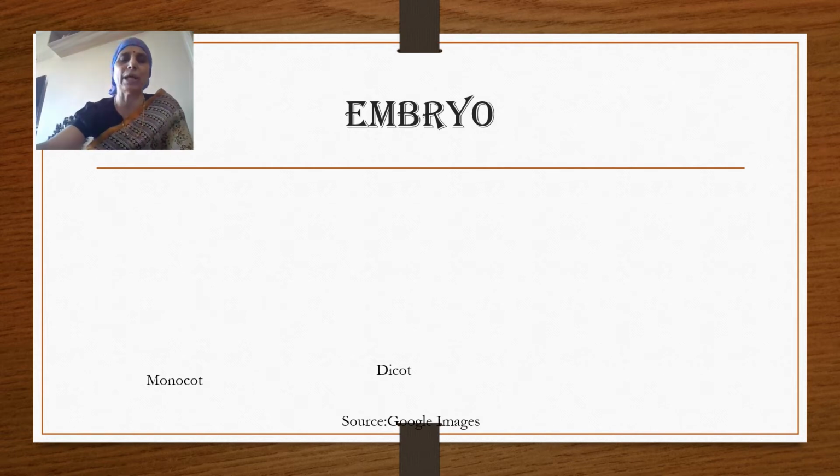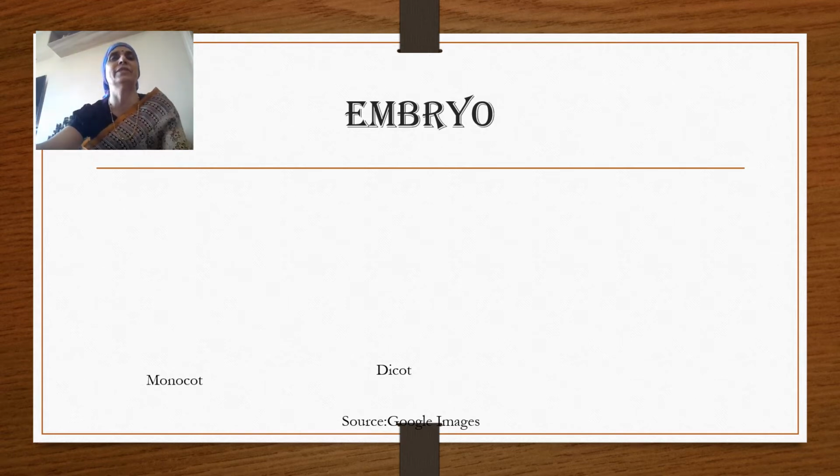Now we have two types of seeds, dicots and monocots. Seeds in which the two cotyledons are there, we call dicots. Seeds in which there is only one cotyledon, we call monocot seed. But on the basis of the presence of endosperm, whether the endosperm is present in the seed or not, we have two types of seeds, endospermic and non-endospermic. Endospermic seeds are also called albuminous seeds and non-endospermic are also called ex-albuminous seeds.